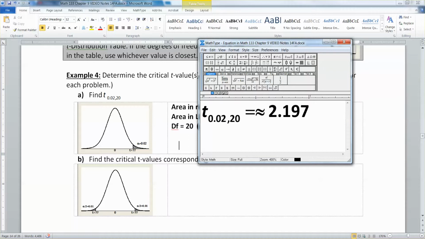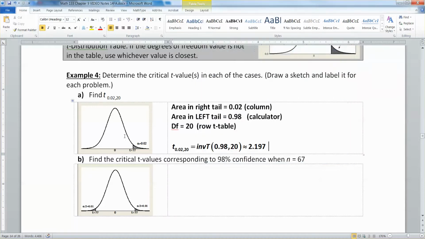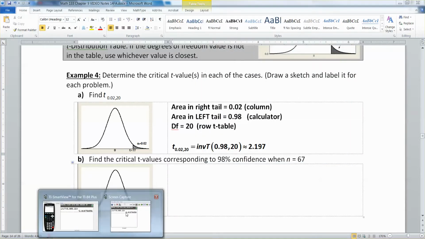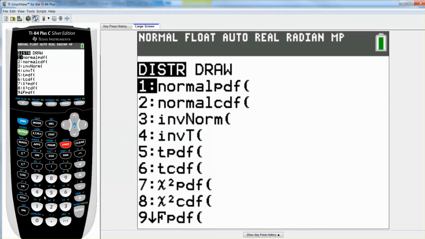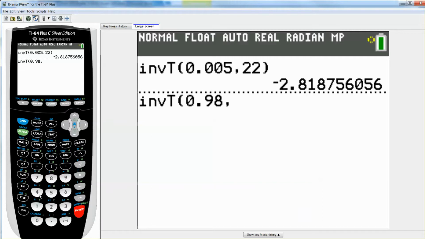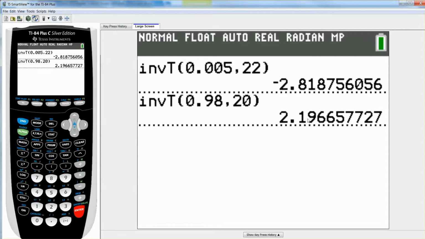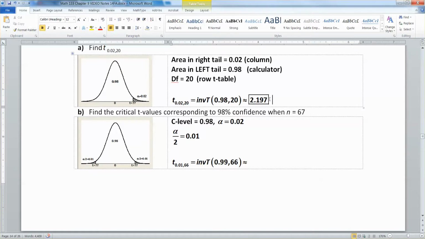Now how do I get that with the calculator? If I want to use the calculator, I would do inverse t, but the calculator always needs the left tail area. So you'd say 0.98 comma 20. Let me prove it to you. Second distribution, it's above your variables button. Pick number 4, say 0.98, 20, enter, enter. And there it is, 2.197, right there. And I just boxed the 2.197.